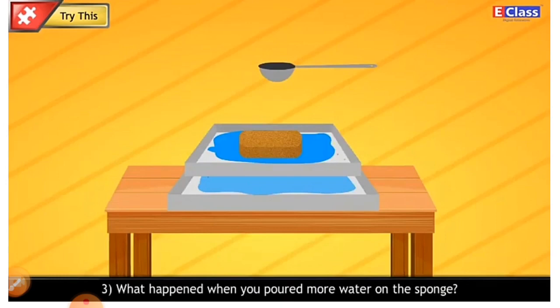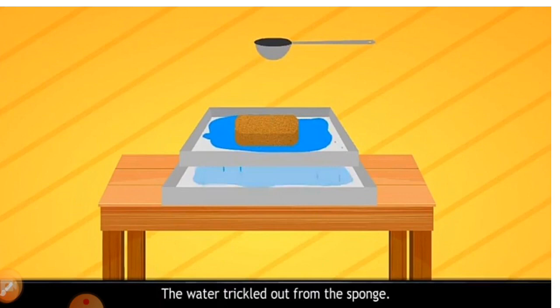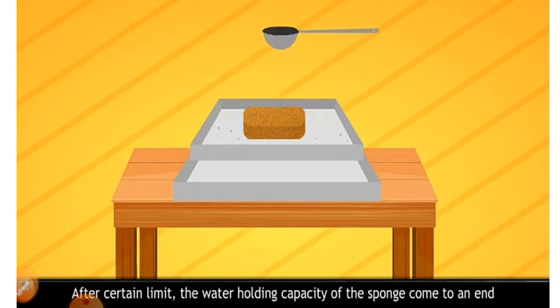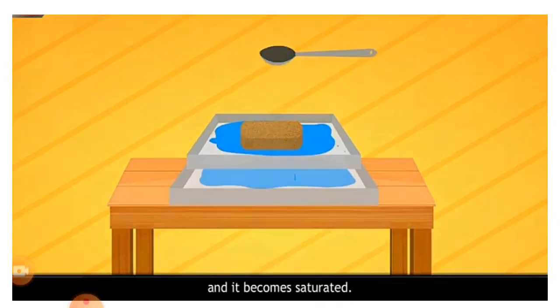Question number third. What happened when you pour more water on the sponge? Answer. The water trickled out from the sponge. Question number fourth. What conclusions can you draw from these? My dear students, you will notice that after a certain limit, the water holding capacity of the sponge comes to an end and it becomes saturated.